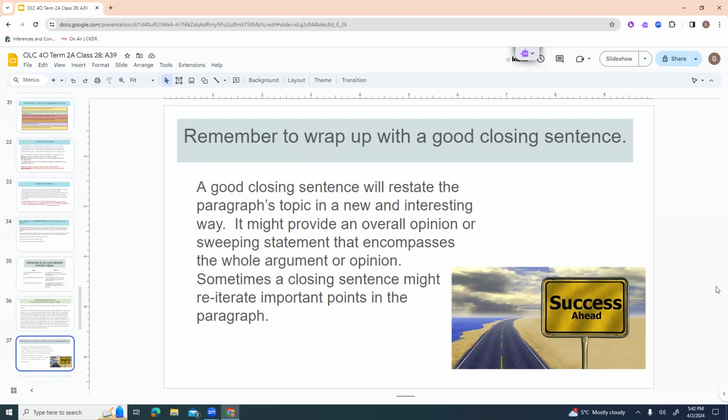Remember to wrap up your paragraph with a good closing sentence. Remember that it's going to restate the topic in a new and interesting way. It might provide an overall opinion of communication skills. It might make some sort of big sweeping statement that encompasses your whole argument or opinion. Sometimes a closing sentence might reiterate important points in your paragraph, like, in my job, I've noticed that crucial skills are writing emails, speaking to customers, whatever your main points were. Sometimes people just kind of mention them in brief in a longer kind of closing sentence.